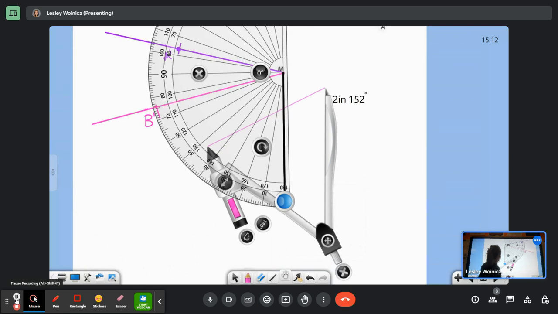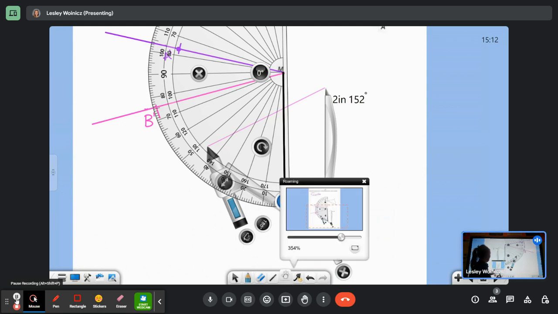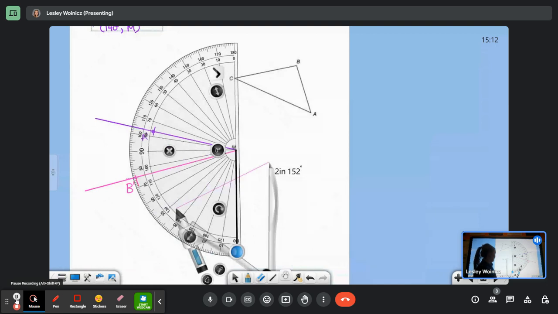Which one do you use? There's two. If you try to use this 140, that's only 10, 20, 30, 40. You see it? So you have to use the other one. Okay, there's my new angle mark.